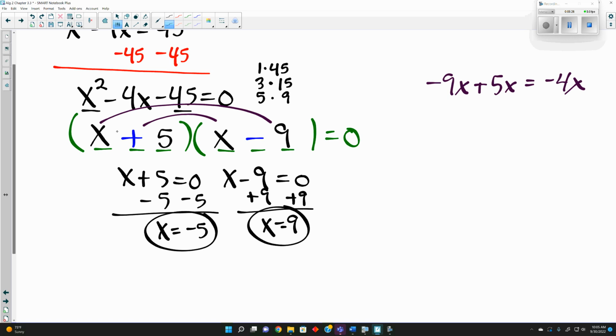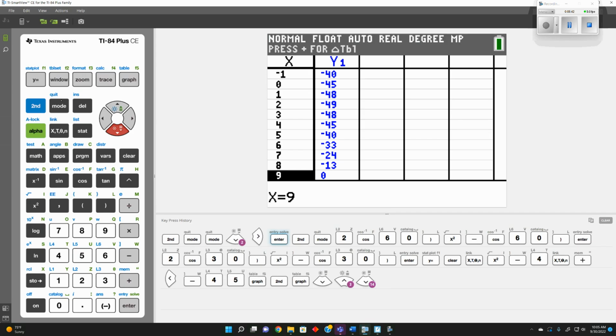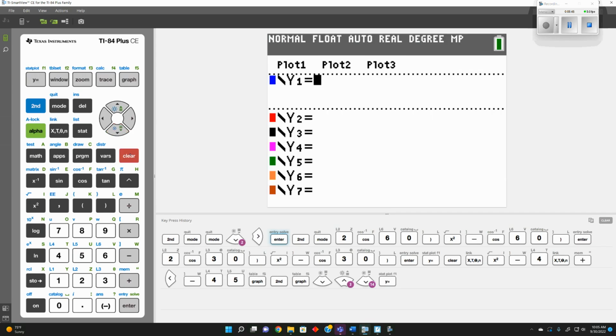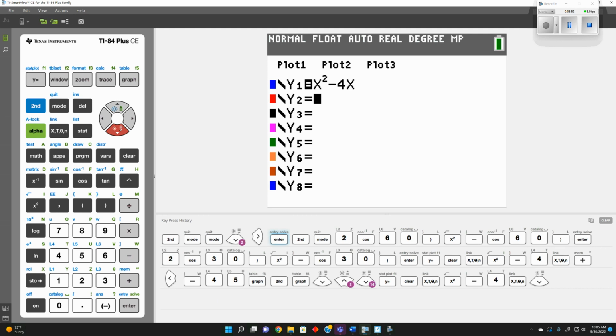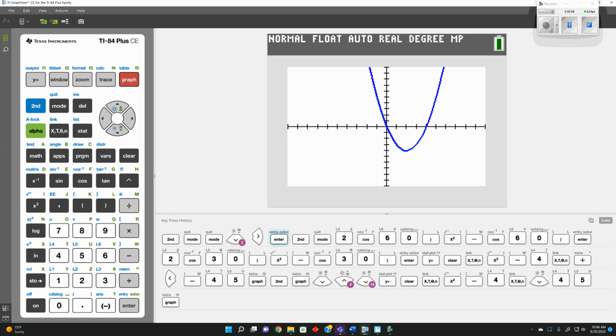I forgot to do it with the calculator, x squared minus 4x minus 45, because we do need it equal to 0 for us to be able to graph it. Okay. We typed in the first equation we made. Now, guys, we could have typed it in as x squared minus 4x. And what was it equal to originally? It was equal to what? 45. So we could have typed them in separately and said graph.